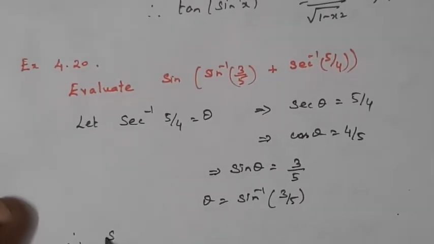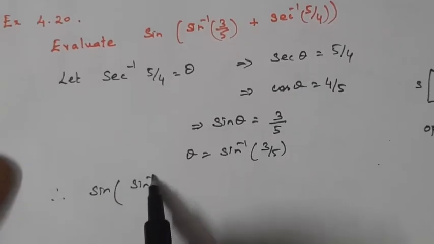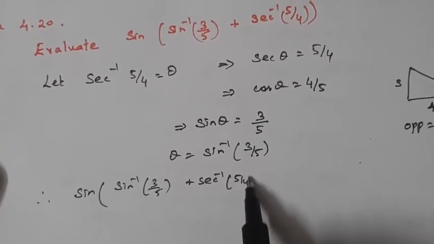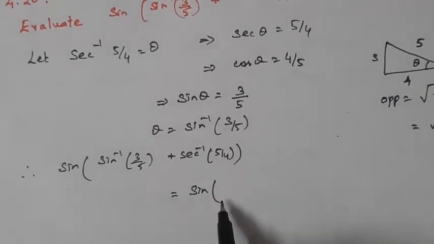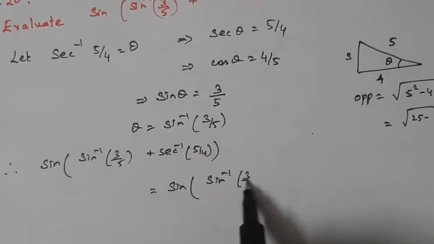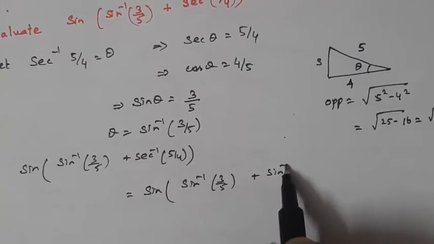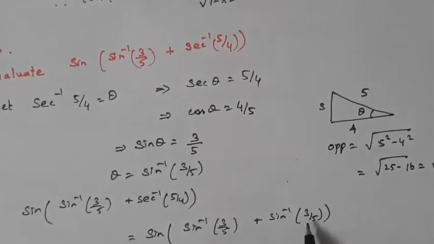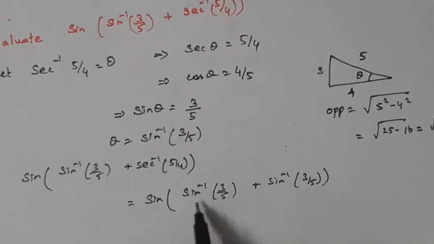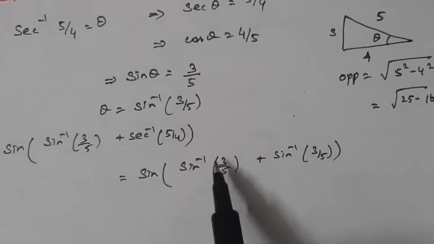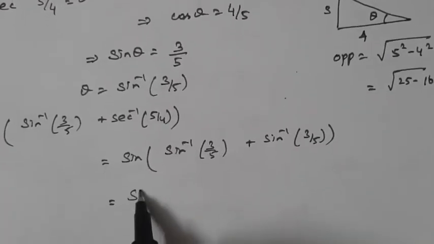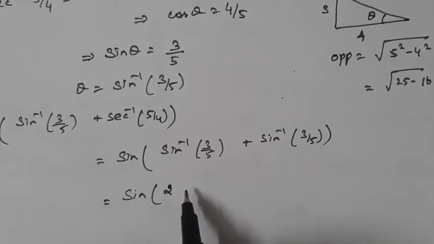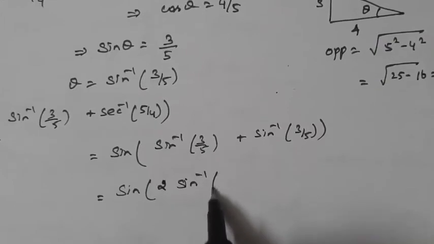Therefore the given expression sine inverse of 3 by 5 plus secant inverse of 5 by 4 is equal to sine inverse of 3 by 5 plus sine inverse of 3 by 5. As secant inverse of 5 by 4 is sine inverse of 3 by 5, there is no need to find sine inverse of 3 by 5 again. If you take the sum, it will be 2 times sine inverse of 3 by 5.